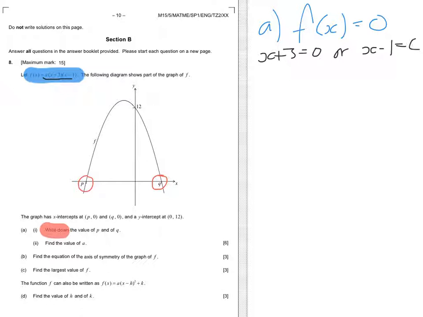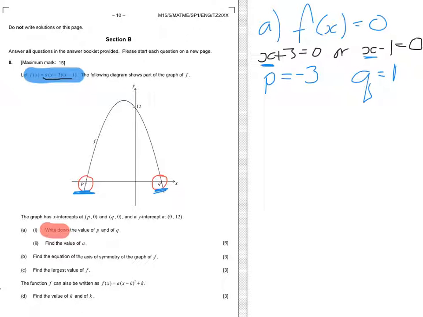That's a fundamental understanding of quadratics, which means our answers are that p is equal to, what value of x will make that 0? Well, p will be equal to negative 3. And what value of x will make that 0? It's q is equal to 1. Make sure you get these the right way round. The numbers minus 3 and 1, because p is obviously smaller than q. P is the negative one. If you look at where it is on the diagram, q is the positive one.